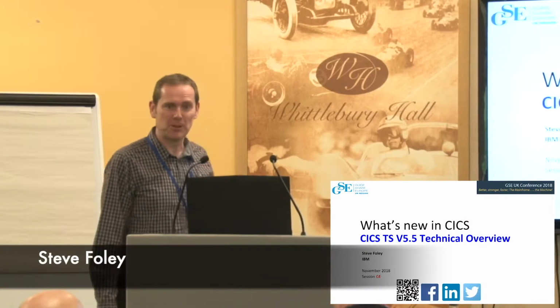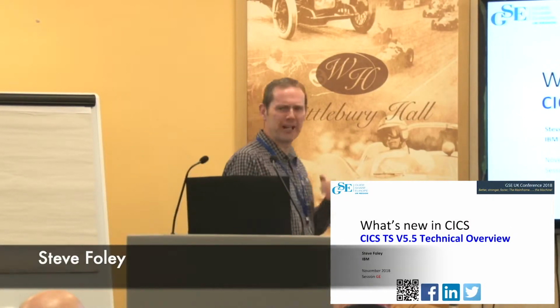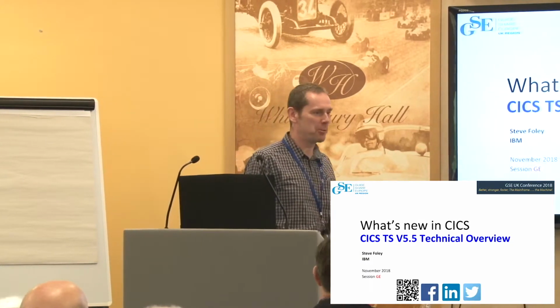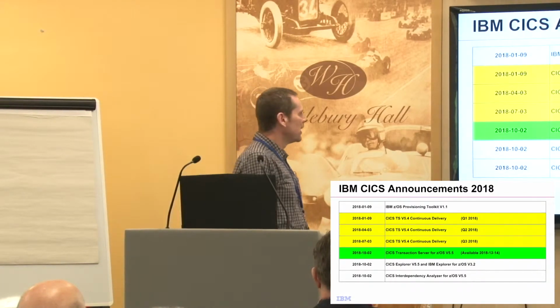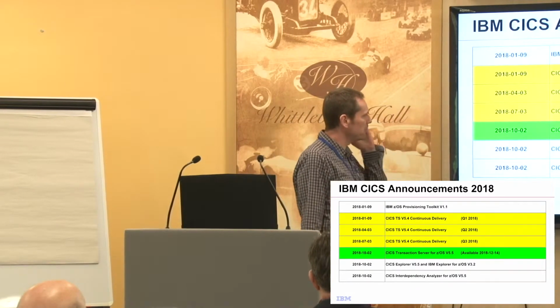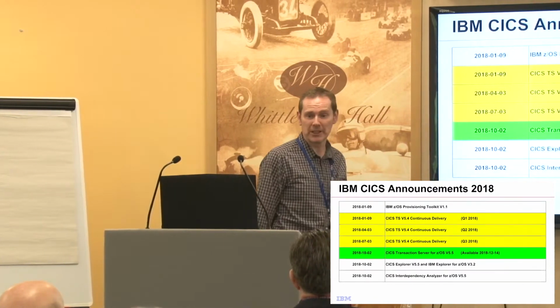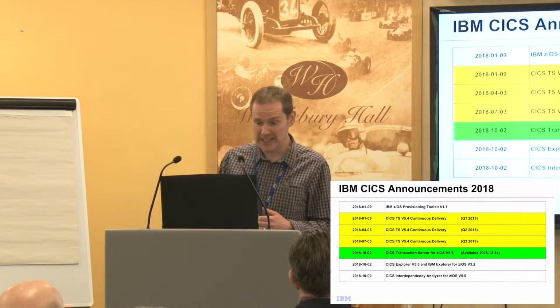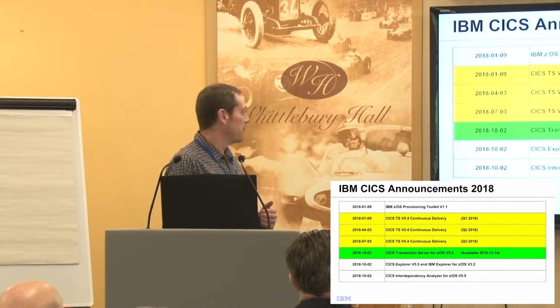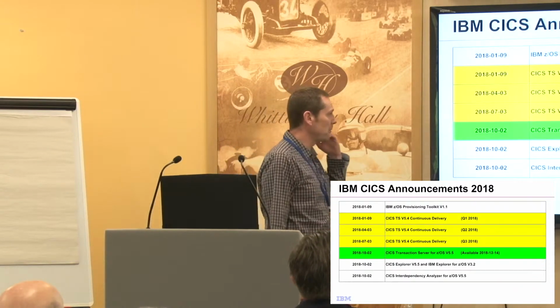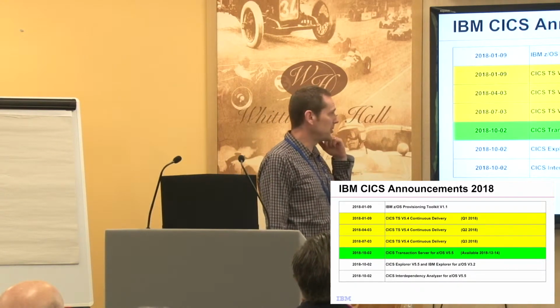This presentation was originally called Hot Off the Press or something like that, because at the time the agenda was published we hadn't announced CICS 5.5. We have now, and that's what's hot off the press, and that's what we'll be mainly talking about over the next 50 odd minutes. Before we get into it, this is just a brief summary of what we have announced this year. These are the CICS related announcements, and I think it illustrates what we've been doing for a few releases now with continuous delivery.